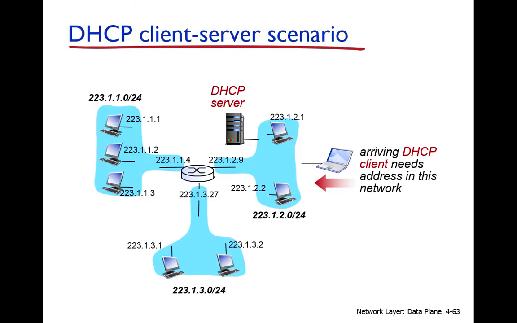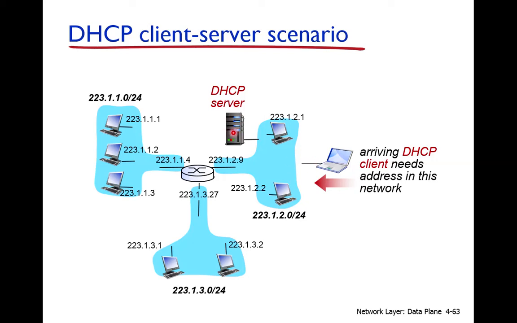Suppose that this is the client, a host, a laptop. It wants to join the network. Before joining the network, it should get an IP address. Okay, so it should get an IP address of this range. To get this IP address automatically, we have a DHCP server in the network.